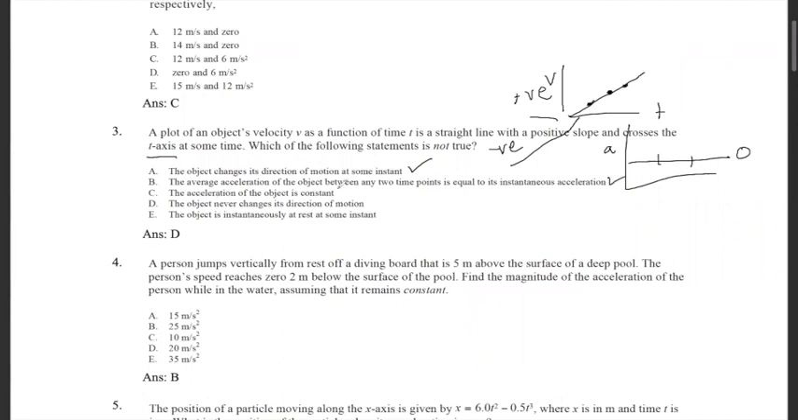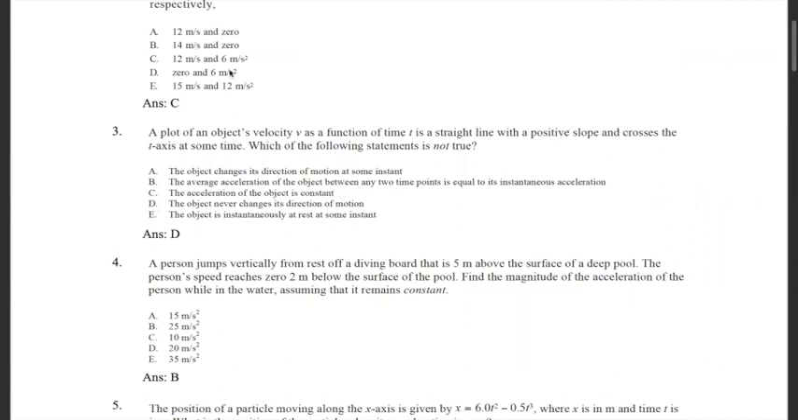C: The acceleration of the object is constant. We just discussed that. D: The object never changes its direction of motion. That was A, so this is the answer. E: The object is instantaneously at rest at some instant. Yeah, it's at instantaneous rest when the velocity is 0. Okay, so the next question, number 4.